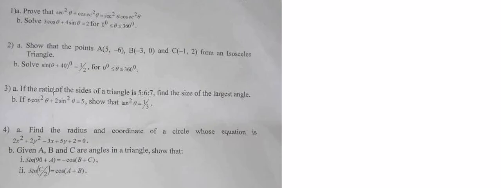Question A. If the ratio of the sides of a triangle is 5, 6, 7, find the largest angle. So we can put A in here. So the sides of this one, we get 5A, 6A, 7A. The largest angle should be opposite the side 7A in here.